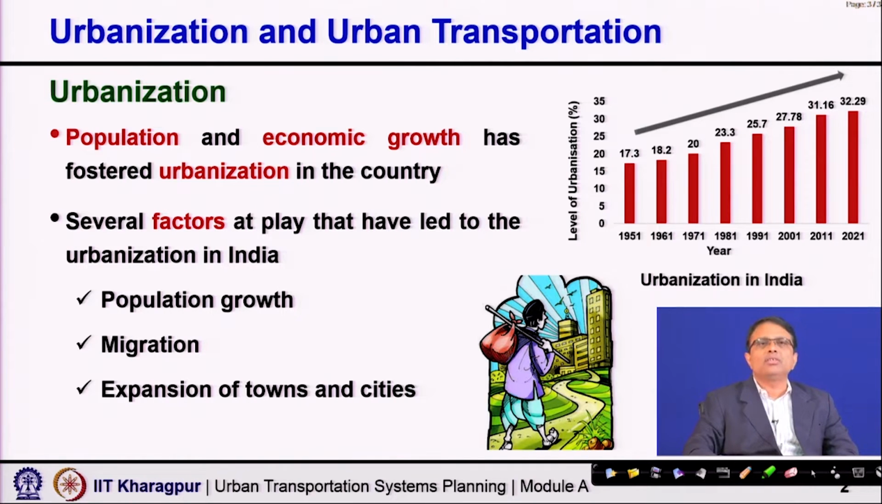There are several factors which are actually causing this urbanization to happen faster, namely population growth. As you know, the country's population is also growing. A lot of migrations do happen. I mean, people come from rural areas to urban areas because of various reasons: getting the facilities, better education, health care, better recreational facilities. Then the cities and towns are also expanding.